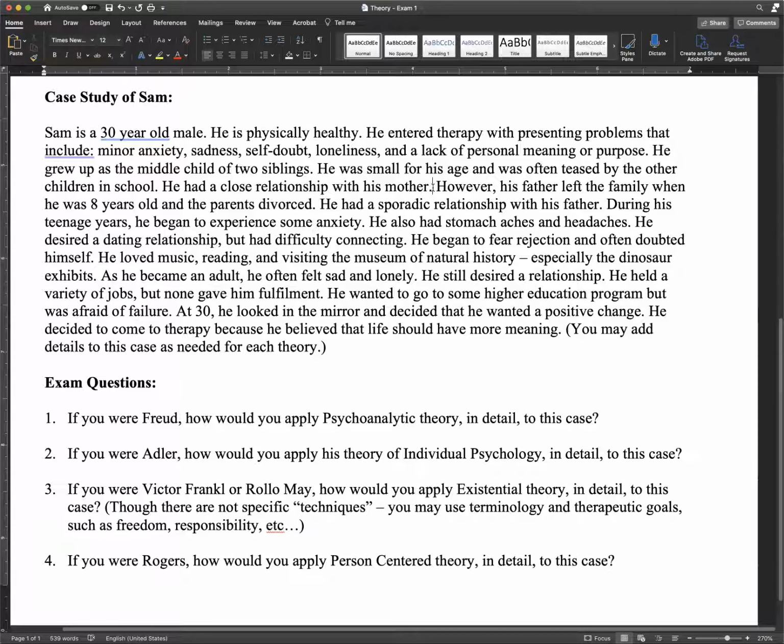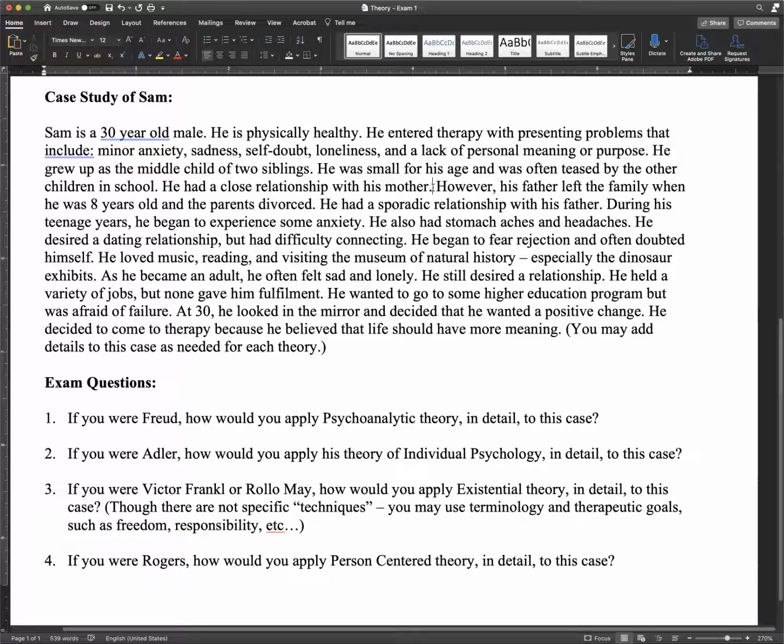As he became an adult, he often felt sad and lonely. He still desired a relationship. He held a variety of jobs, but none gave him fulfillment. He wanted to go to some higher education program, but was afraid of failure. At 30, he looked in the mirror and decided that he wanted a positive change. He decided to come to therapy because he believed that life should have more meaning. And you can add details to this case as needed for each theory.